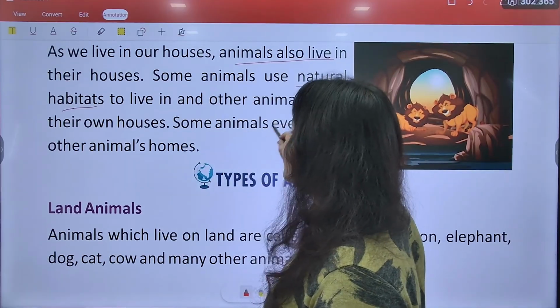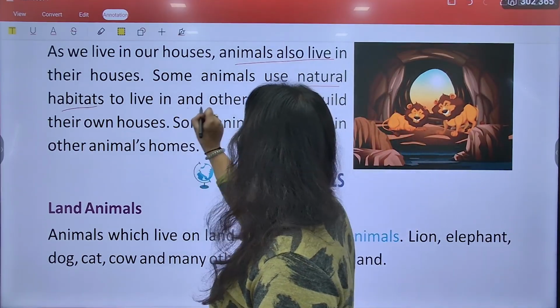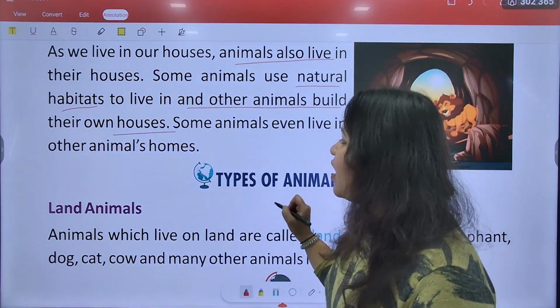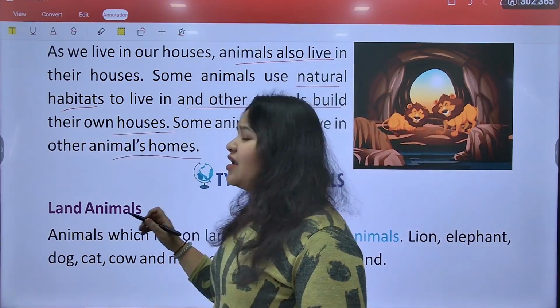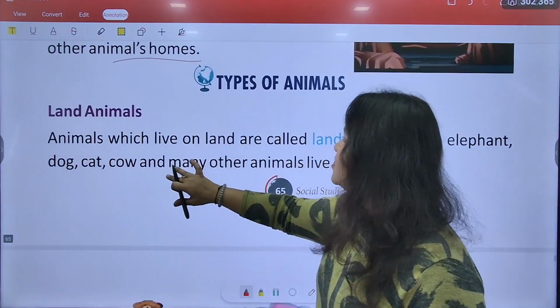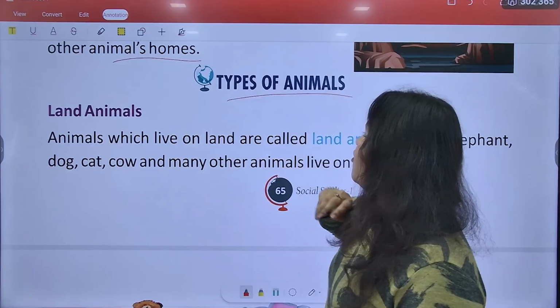Some animals live in a natural habitat, and other animals build their own houses. Some animals even live in other animals' homes. There are some kinds of animals who live in someone else's home, another animal's home. What are the types of animals?